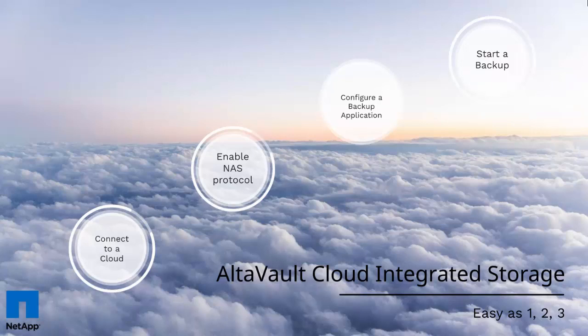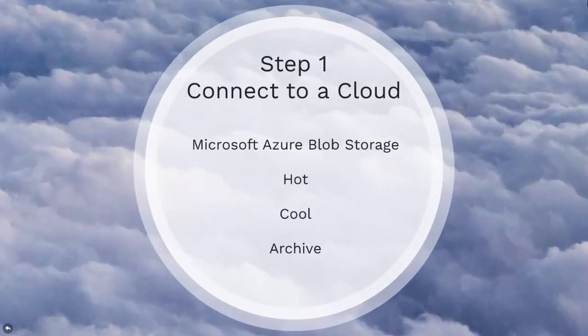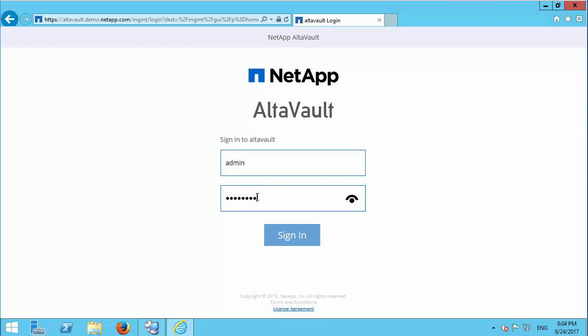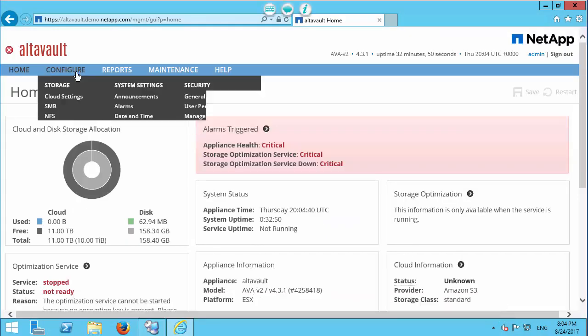The first step of deploying the AltaVault appliance is getting connected to a cloud provider. AltaVault works with a large selection of public and private cloud providers and encompasses over 90% of the cloud provider market. After logging into the appliance, we'll use the Cloud Settings wizard to connect to a cloud.